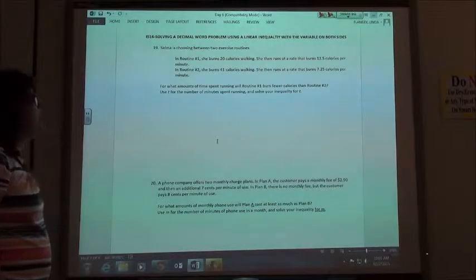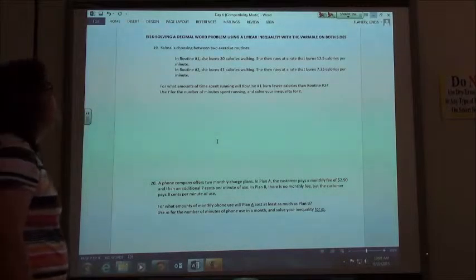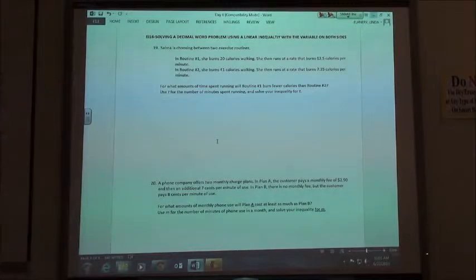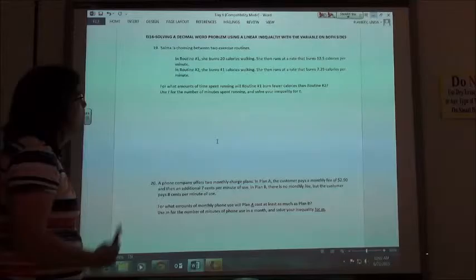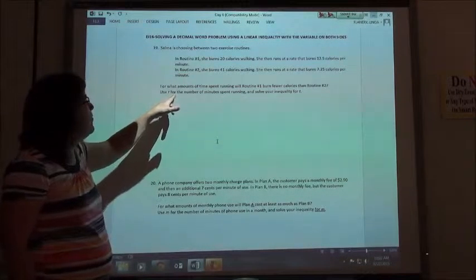She then runs at a rate that burns 12.5 calories per minute. Routine 2, she burns 41 calories walking. Then she runs at a rate that burns 7.25 calories per minute. For what amounts of time spent running will routine 1 burn fewer calories than routine 2? Use T for the number of minutes.